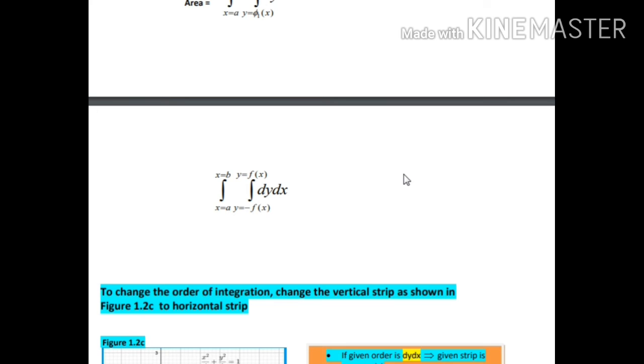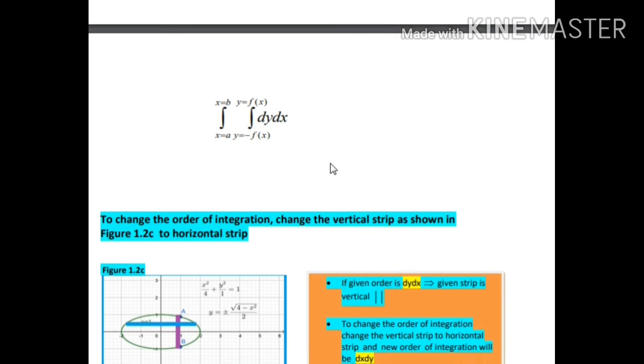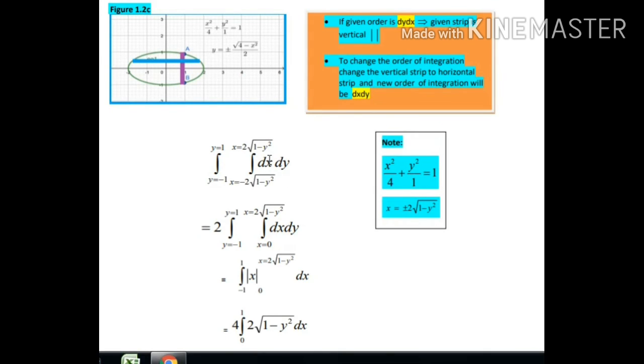Now to change the order of integration, so here order is dy dx. To change the order of integration, you have to change the strip. So earlier our strip was vertical strip. Now we will take one horizontal strip in the given region of integration. Now here x varies from this point to this point. First limits for x, variable limits for x, and then second limits, constant limits for y.